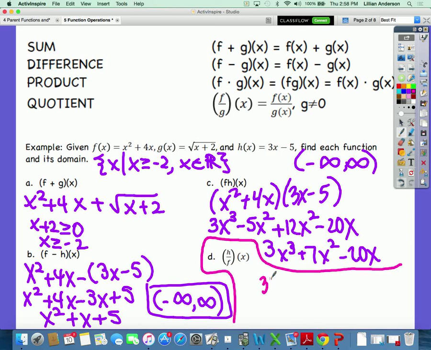Last one, D. We're dividing H by F. No, I cannot cancel these x's. I can only cancel common factors. But what can't equal 0? The denominator.